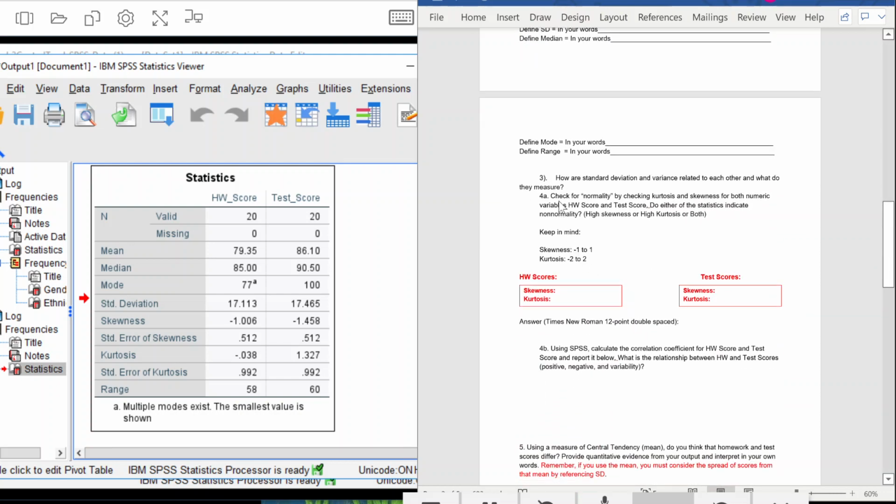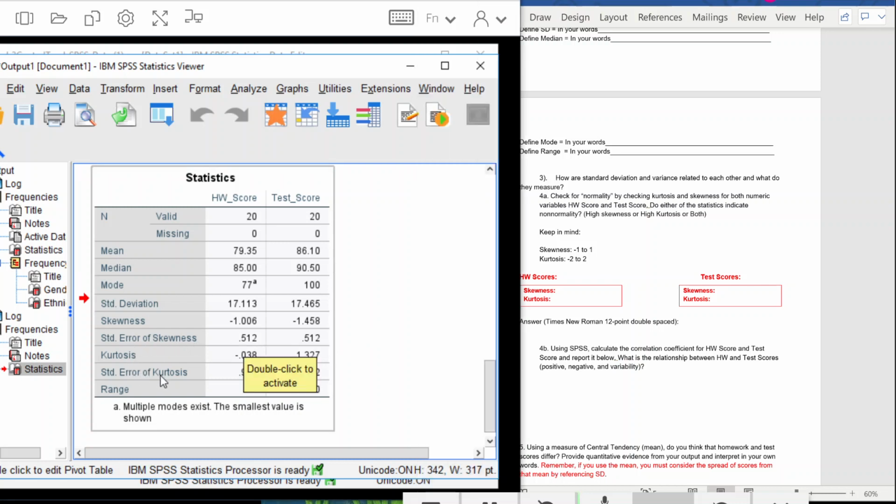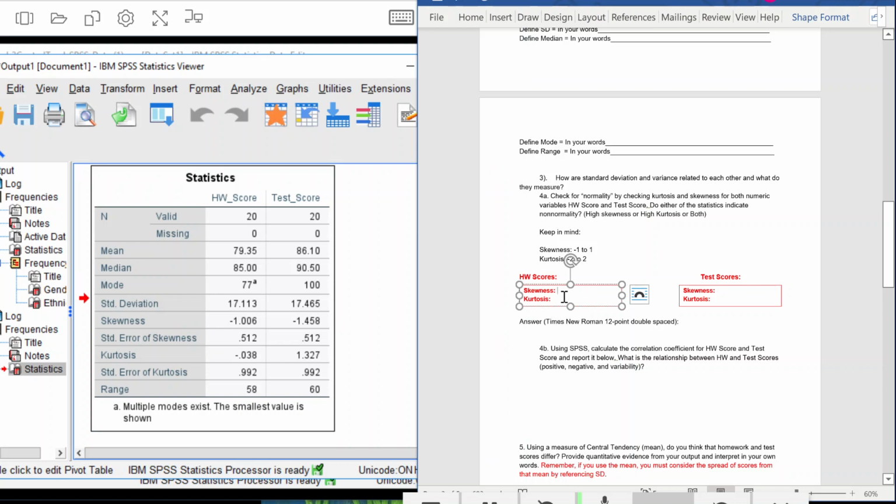So let's move on to this one. Check for normality by checking kurtosis and skewness for both numeric variables, homework score and test score. We already did that. So we have the information here. And so what we have here for this is going to be the standard error again. This is going to be the standard error, so you're not going to do that. So we're going to account for this area right here, skewness. So we'll put down negative 1.006.